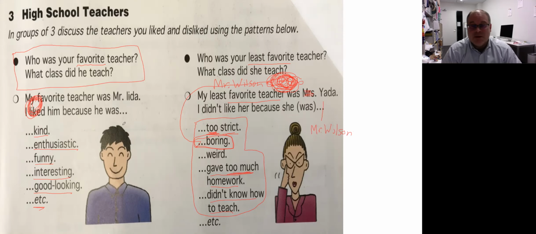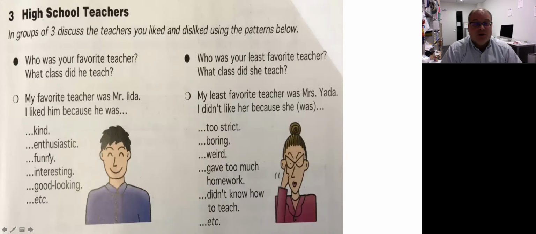Okay. And Mr. Wilson was boring, super boring. Okay. I mean, he was super boring. Okay. Like tofu ningen, konnyaku ningen. Okay. So, okay. Now let's practice these words really quickly. Okay. So, repeat after me, kind. Please. Whoops. Sorry. Okay. One more time, please, kind.